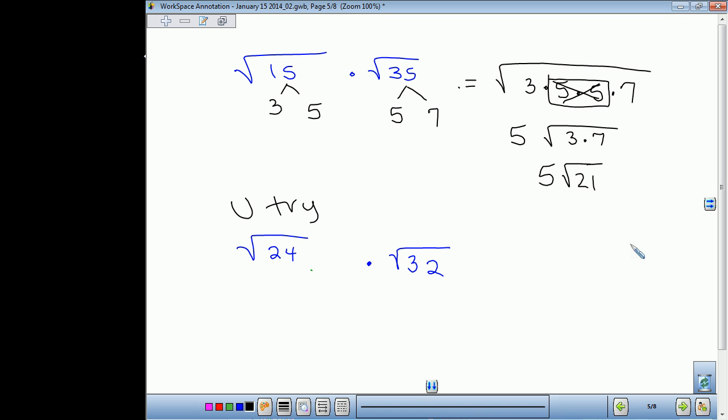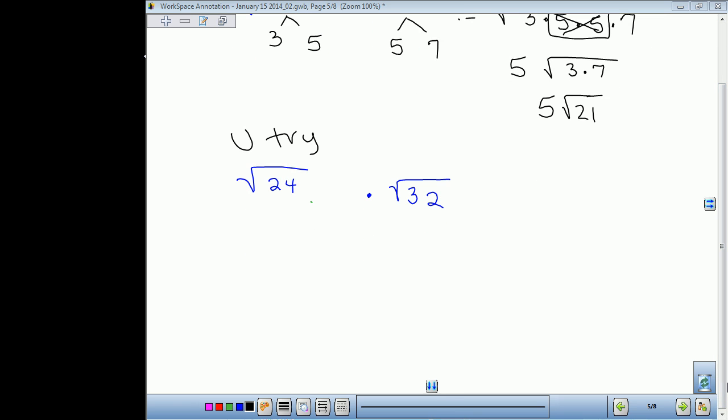Okay. Some of you simplified part of it, but if our radical can be divided by any perfect square other than 1, it can still be simplified some more. So, we could have simplified this into 4 and 6 and gotten 2 roots of 6. We could have broken this down into 16 and 2 and gotten 4 roots of 2.